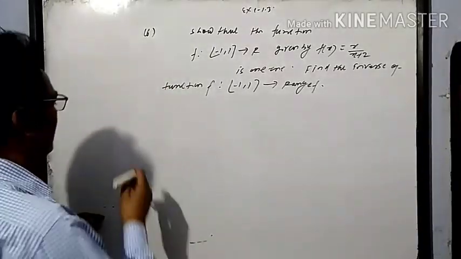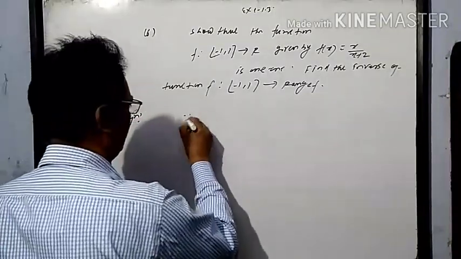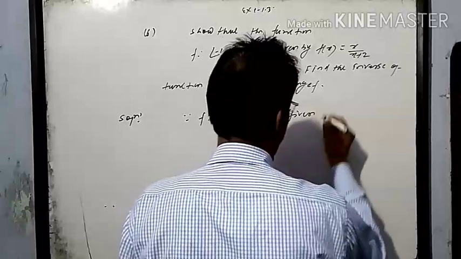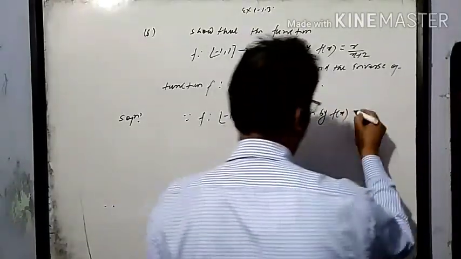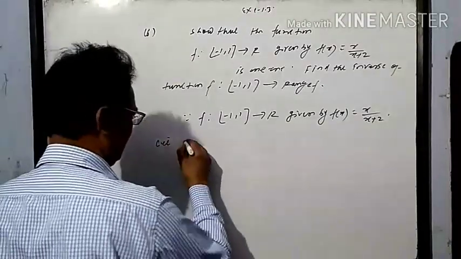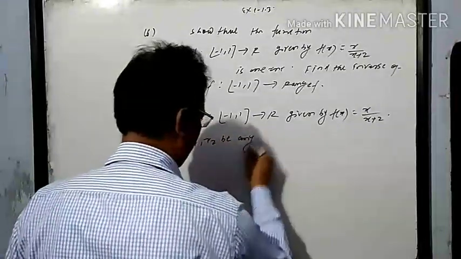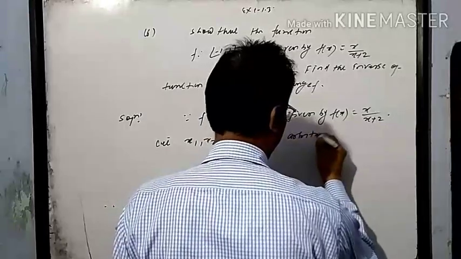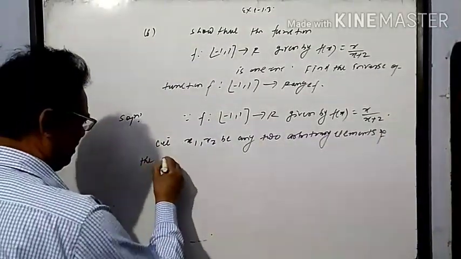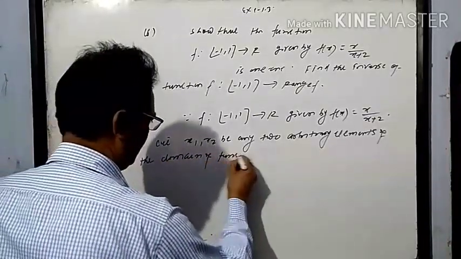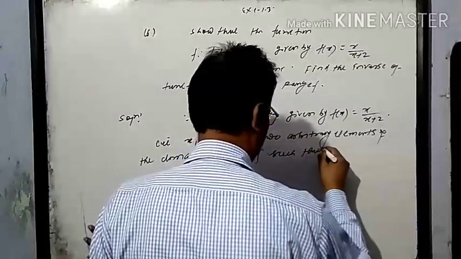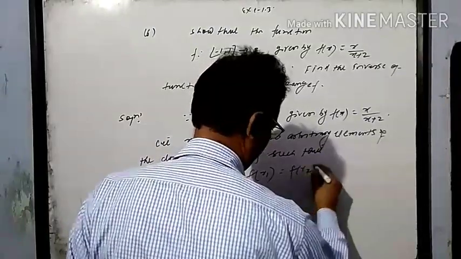The solution of this problem is as follows. Since f is a function defined from the closed interval [-1, 1] to R given by f(x) = x/(x+2), let x1, x2 be any two arbitrary elements of the domain of function f such that f(x1) = f(x2).